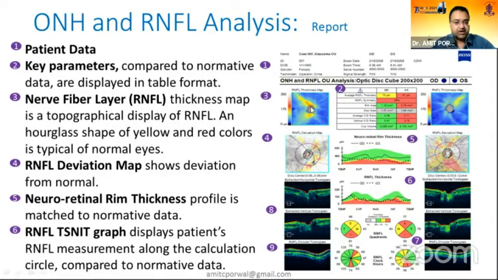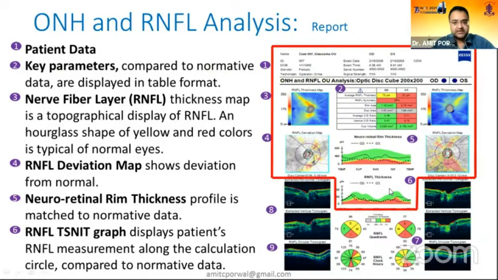An hourglass shape of yellow and red color is typical of normal eyes. Zone four is the RNFL deviation map, which shows how much is the deviation from the normal. Zone 5 is the neuroretinal rim thickness profile, which is matched to the normative database. And zone 6 is the RNFL TSNIT graph, which displays the patient's RNFL measurements along this calculation circle compared to the normative data. So these are the 6 zones which I showed.